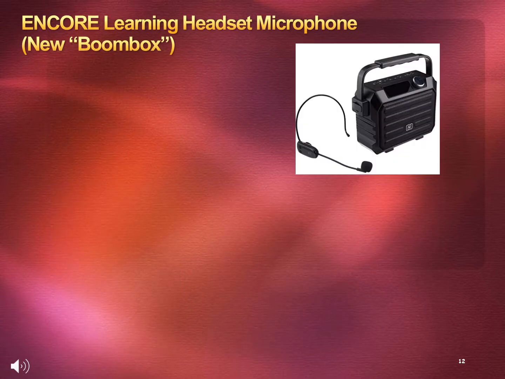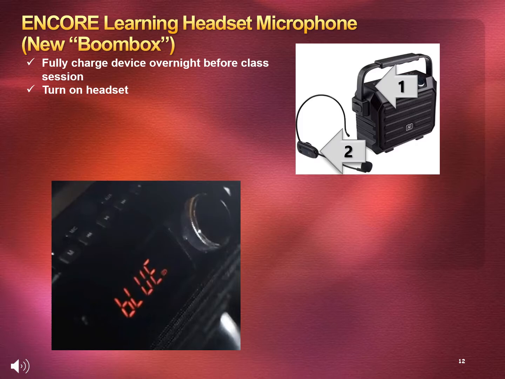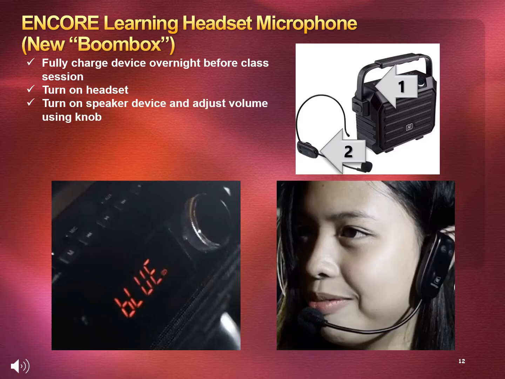An additional classroom step is to set up the new Encore Learning Boombox PA system. It is important to be sure and fully charge both devices, the boombox and headset, overnight before class session, arrows 1 and 2. Turn on the headset, then speaker, the large round knob, connecting to Bluetooth headset. Display shows blue when connecting. Adjust volume using the knob.